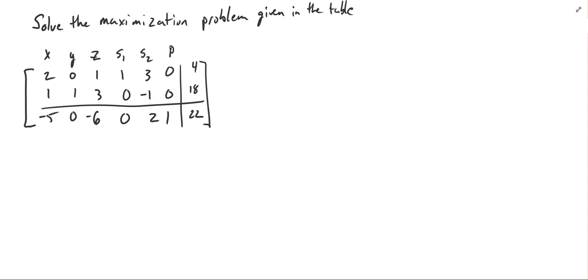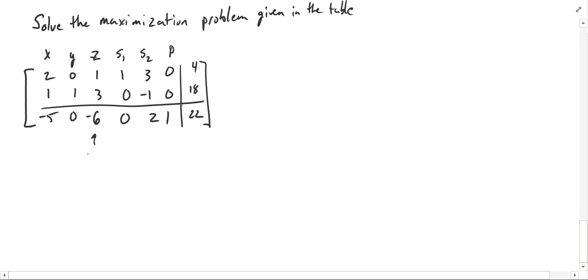Alright, our goal here is to solve this maximization problem given in the table below. This is a standard maximization problem, and we're going to be using the simplex method for it. So we start off by looking for our pivot. We see in the bottom row the largest negative, or the smallest number overall, is really this -6.